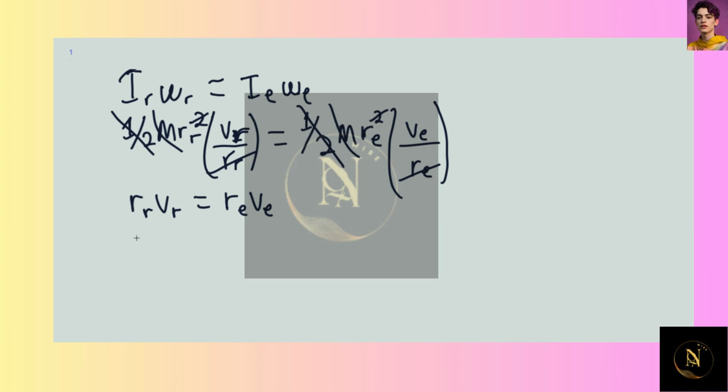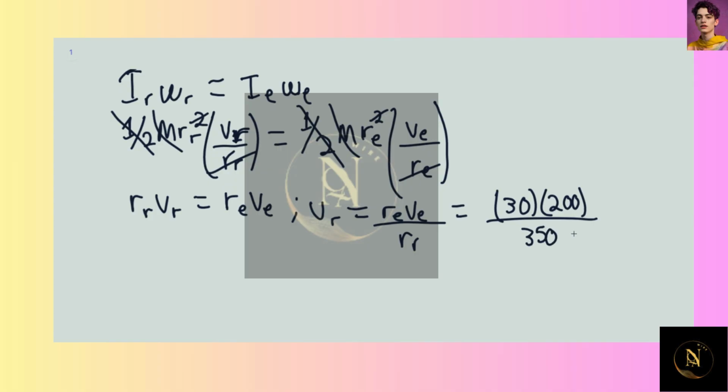So we can say that if we want to find v of r, which we're trying to find, we can simply isolate it. The velocity at the rim is going to be equal to the radius of the eye times the velocity of the eye divided by the radius of the rim. And this is going to be, the radius of the eye is 30 meters, and then we have 200 kilometers per hour. And then we're going to divide this by 350 kilometers per hour. This is going to give us 17.14 kilometers per hour.